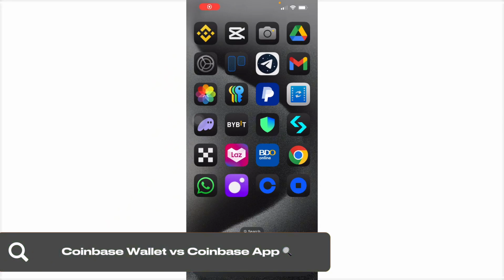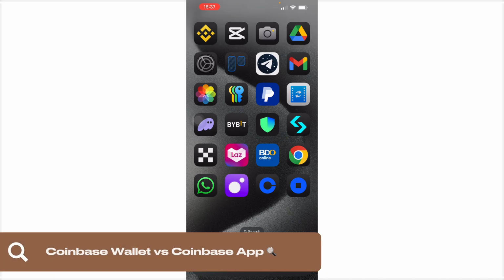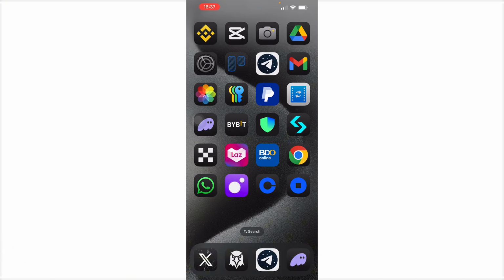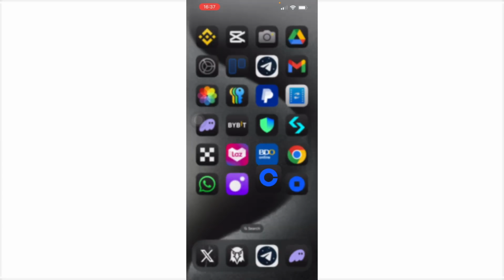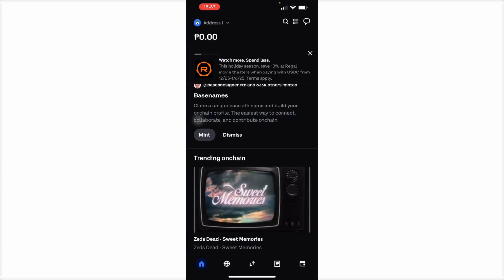Hello guys, in this video we are going to talk about Coinbase Wallet versus Coinbase app. So what's the difference between both of these? They both work in unison. So you have your Coinbase Wallet and your Coinbase app. Other way around, this is the wallet and this is the app.